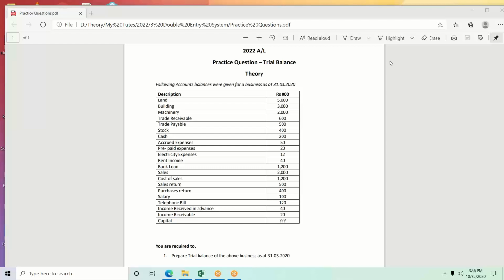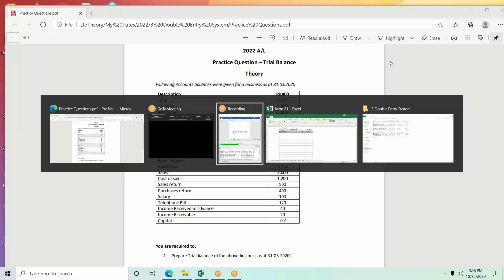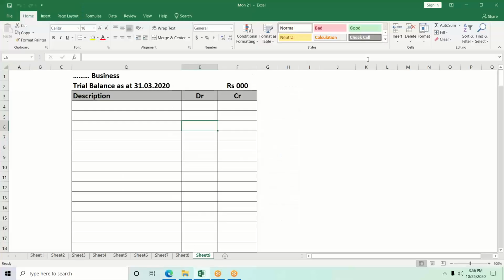Okay, the first item here is the land. Land is rupees 5 million. If the land balance is rupees 5 million, that has to be taken into the trial balance. You can see I do the question in rupees 1000. Therefore, 5 million I record on the debit side as 5000. Land is an asset which has a debit balance.